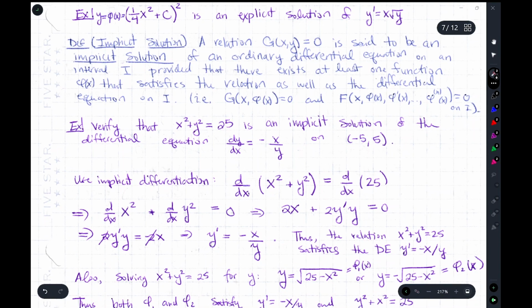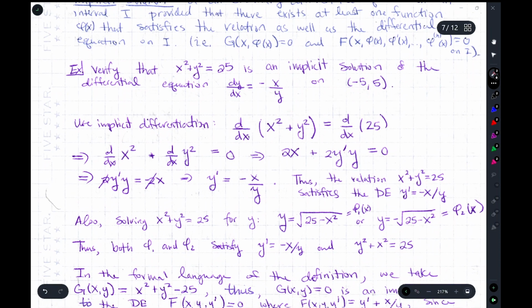Okay, this is best seen through an example. All right, so verify that x squared plus y squared equals 25 is an implicit solution of the differential equation dy/dx equals negative x over y on the open interval negative 5 to 5.